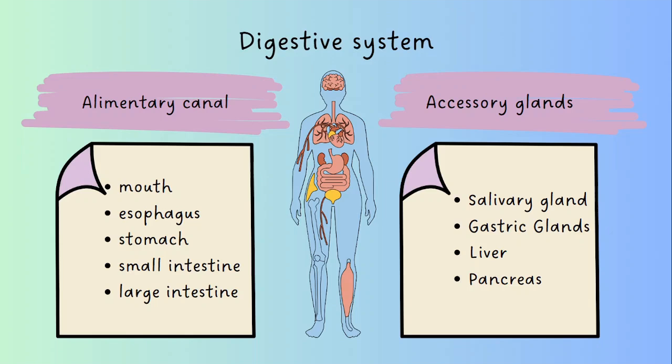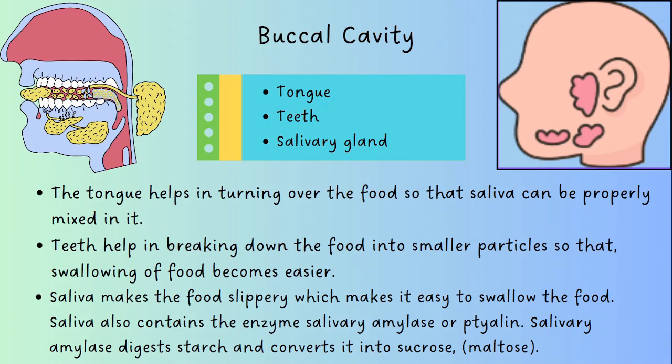Now let's see the parts of the digestive system one by one. First we have the mouth. The mouth is the outermost visceral organ. Then inside it we have the buccal cavity. The buccal cavity comprises teeth, tongue, and three pairs of salivary glands.